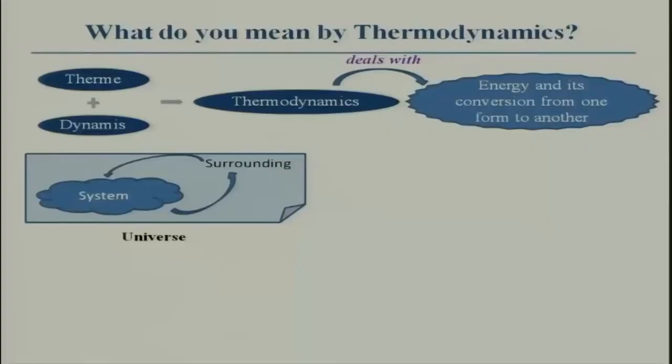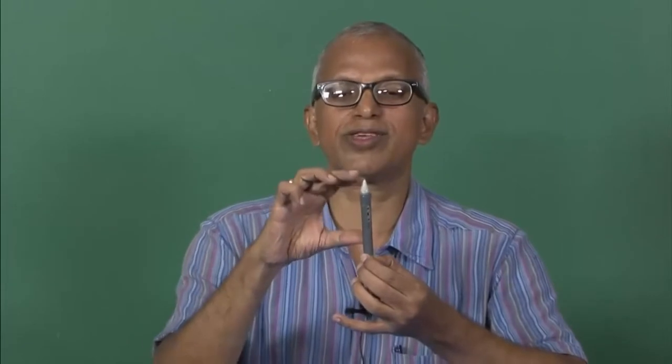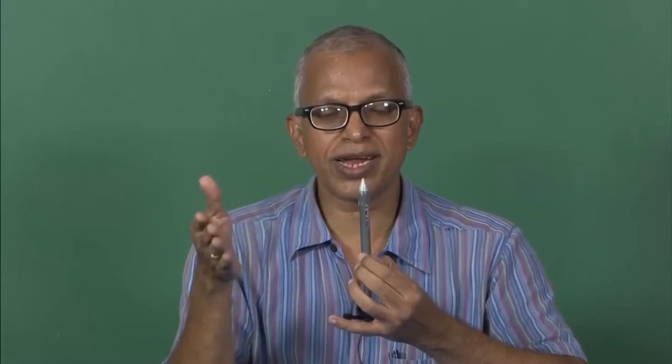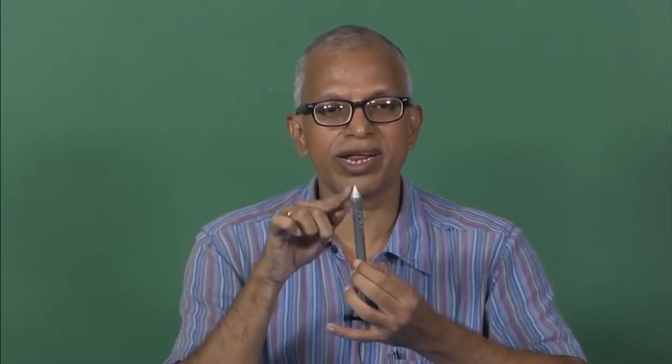So, whenever there is a system, if you look at it, this is a system here, and the rest of the thing is your surrounding, and the system plus surrounding is basically the universe. For example, let us say this is a candle and this is your flame. Now, if I want to see how much heat is coming out of this flame, the surrounding will be outside, and this will be my system boundary.